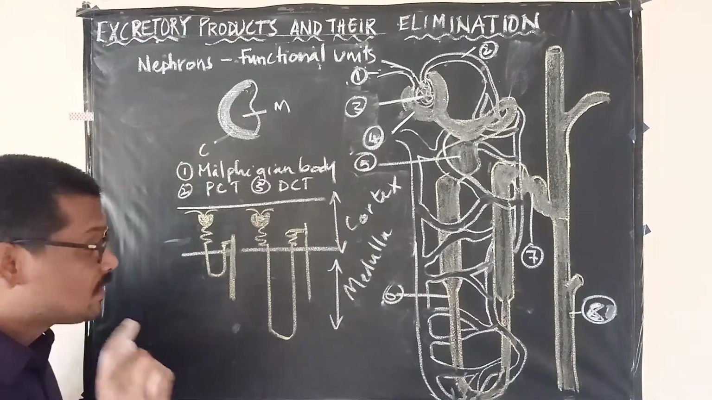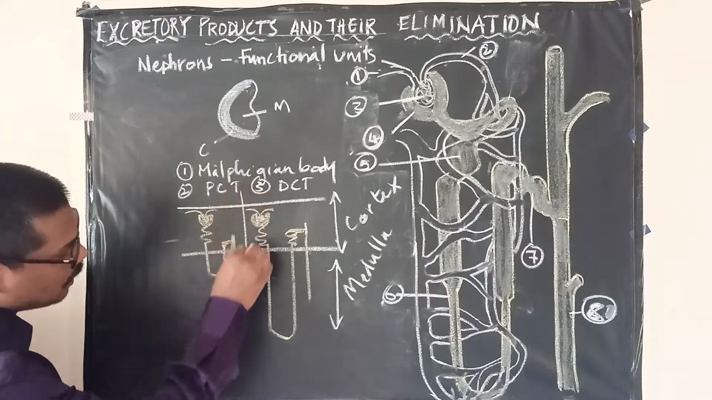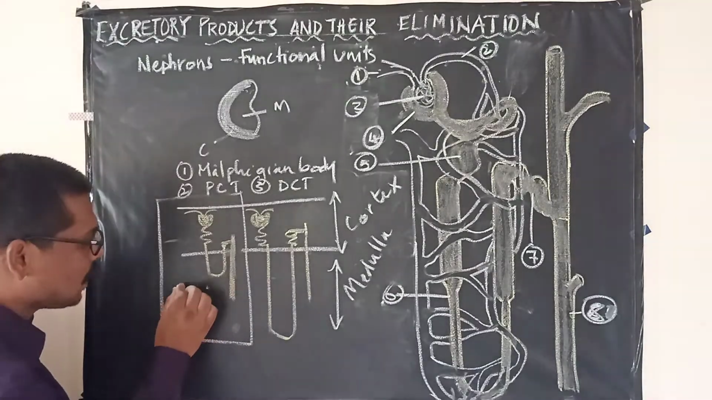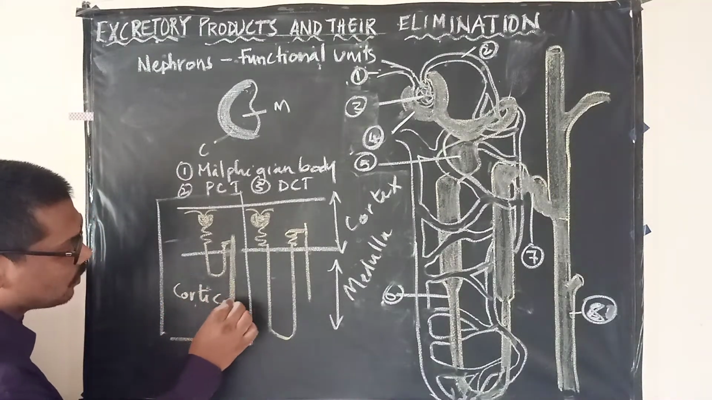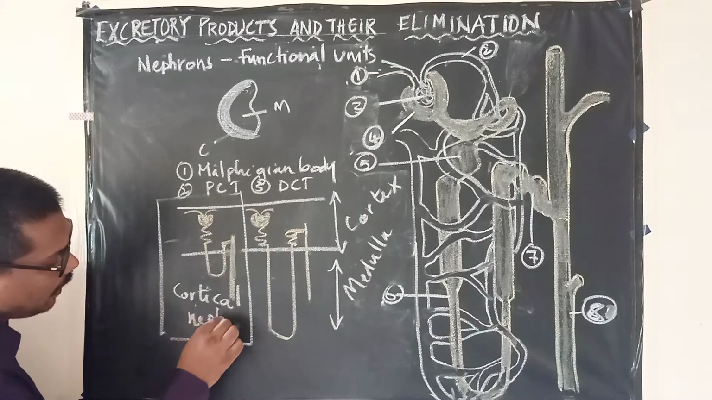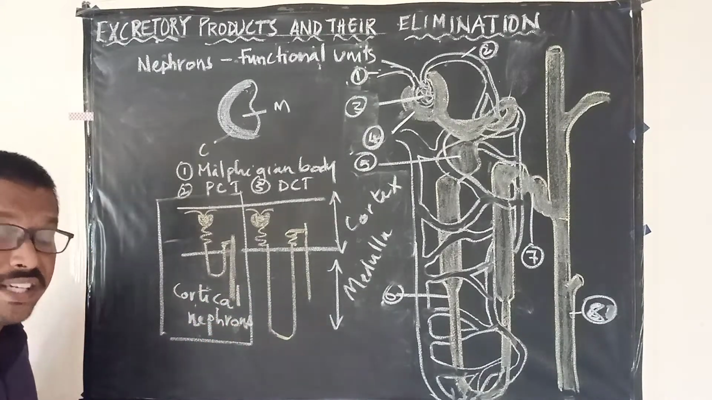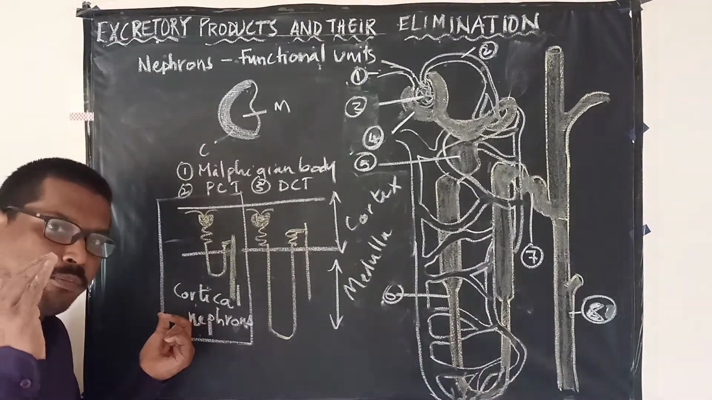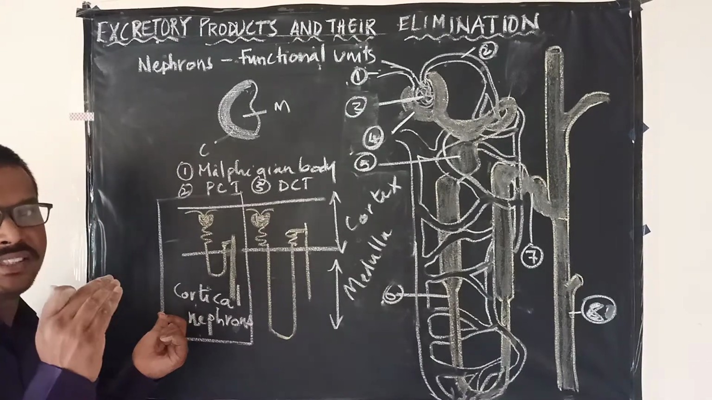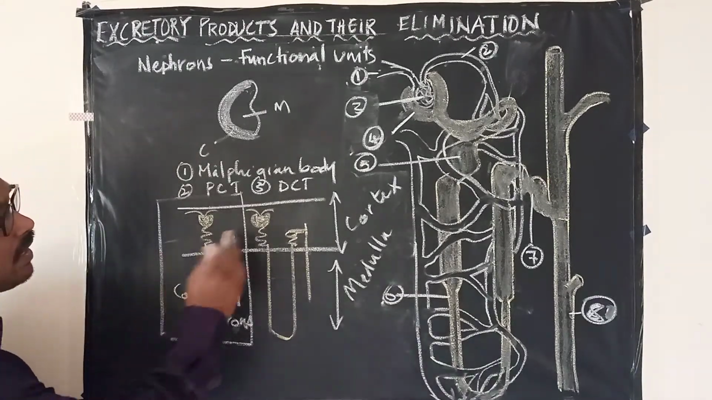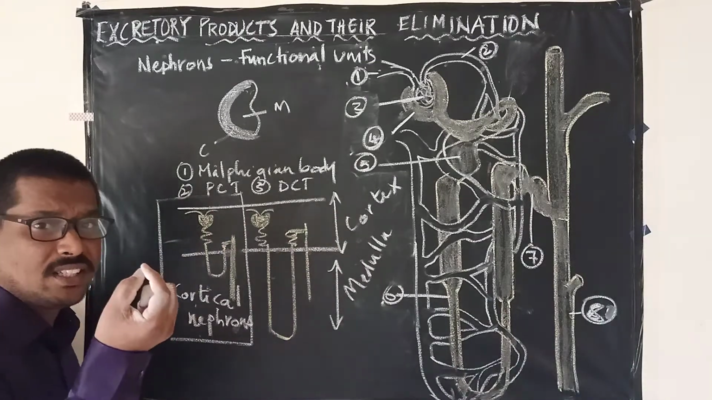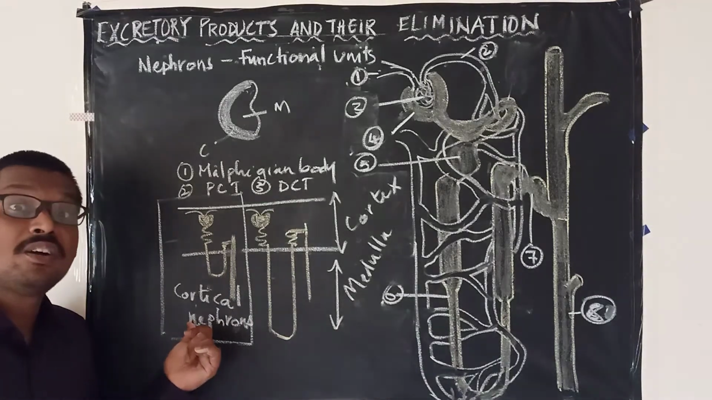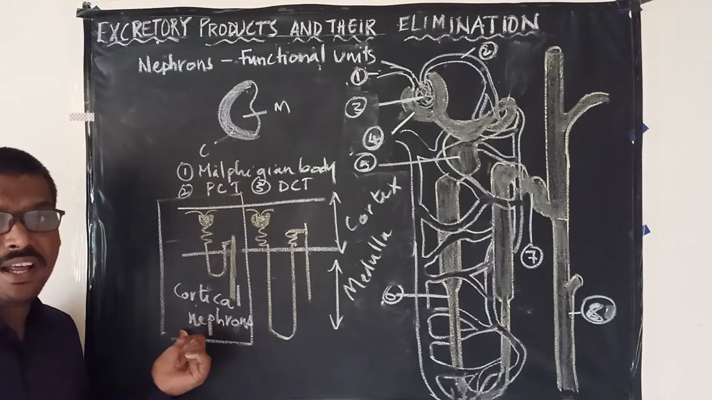Such nephrons which are present like this are called as cortical nephrons, because all the parts are present in the cortex region only. A very little part of the Henle's loop is present in the medulla. Such nephrons are called as cortical nephrons.